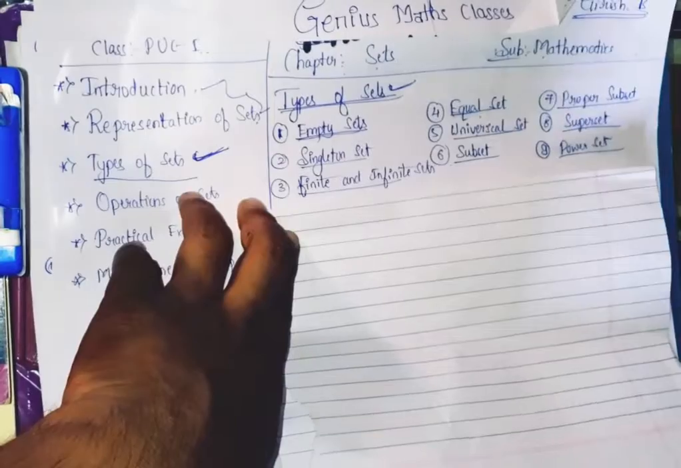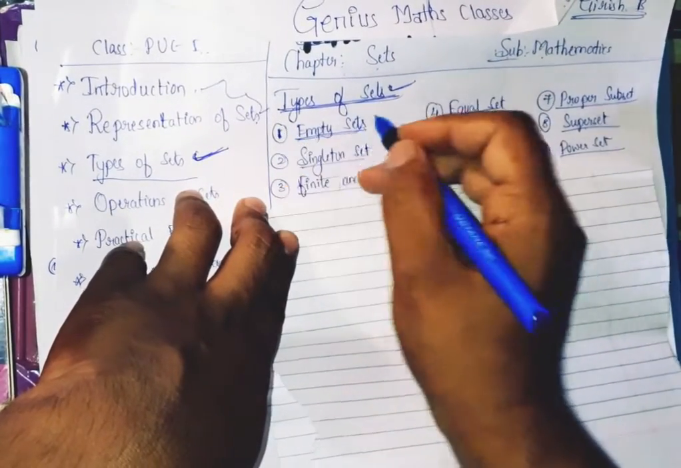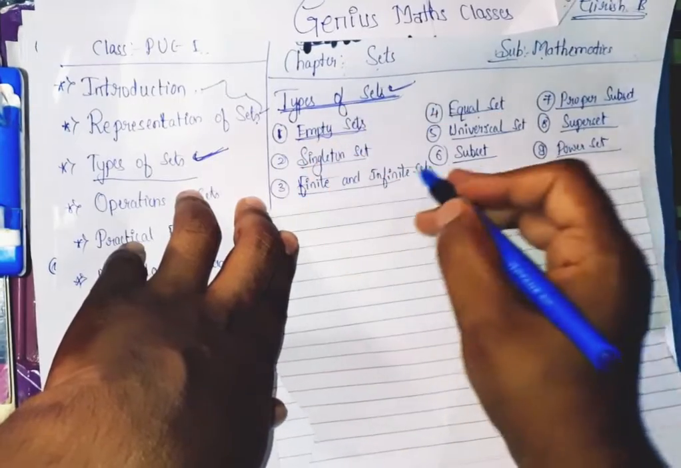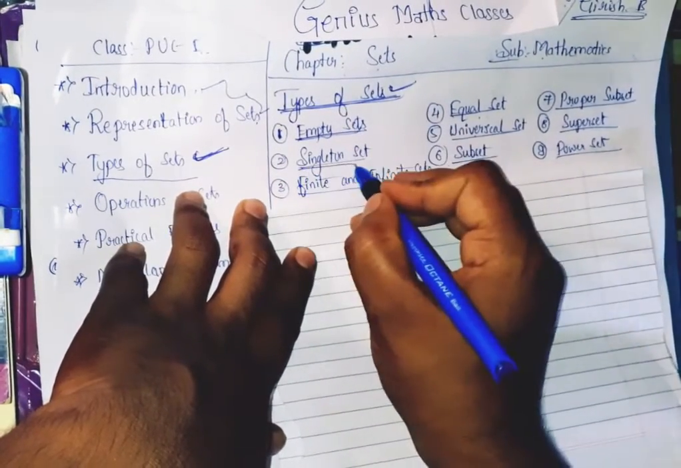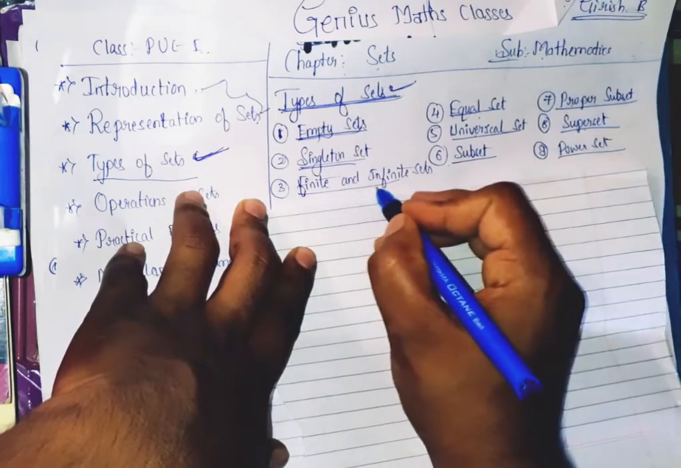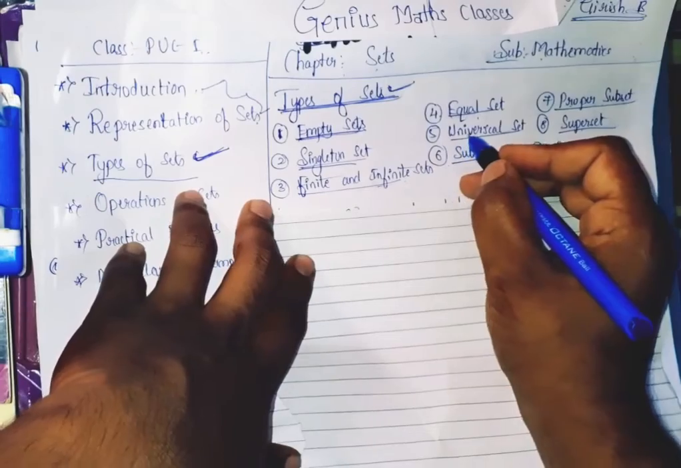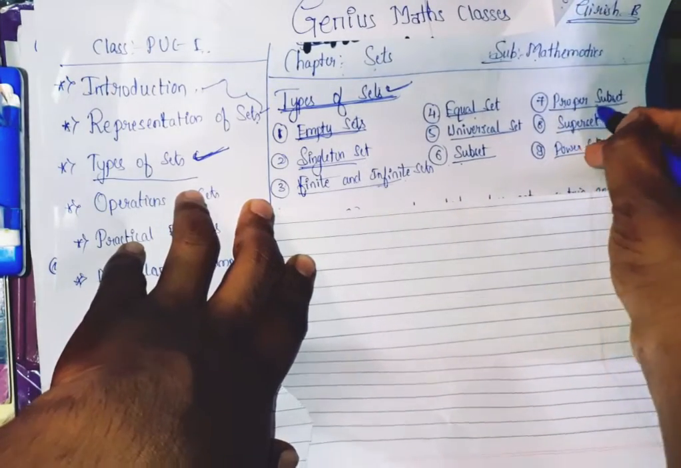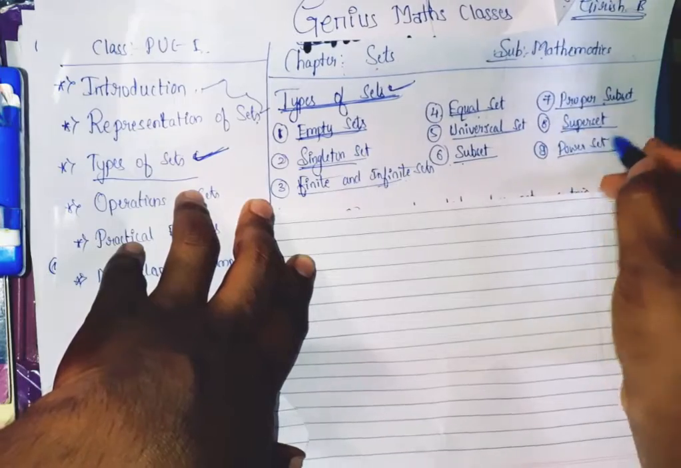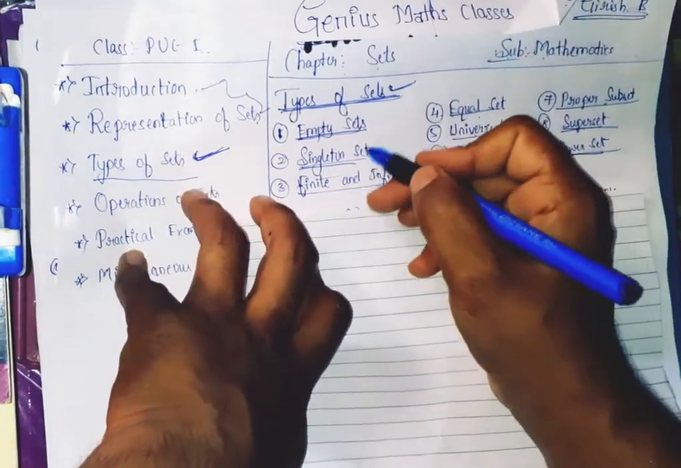So here we are going to discuss about the types of sets, and the list of types of sets are given here. The first one is empty set, then singleton set, finite and infinite set. Fourth one, equal set, universal set, subset. Seventh one, proper subset. Eighth one, superset. Ninth one, power set. Let me discuss one by one here.